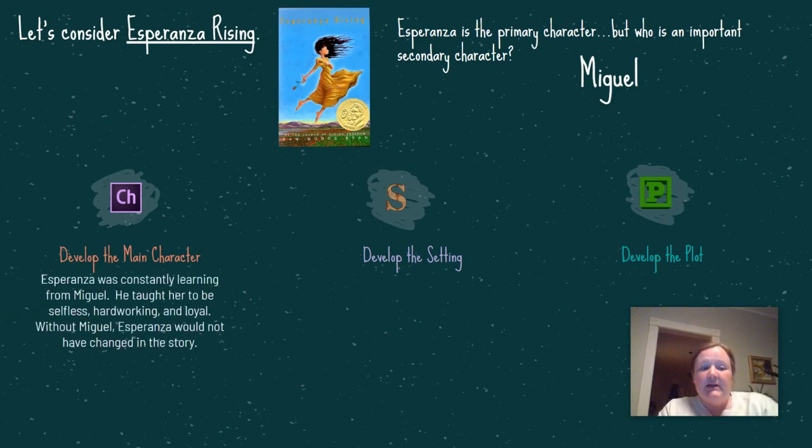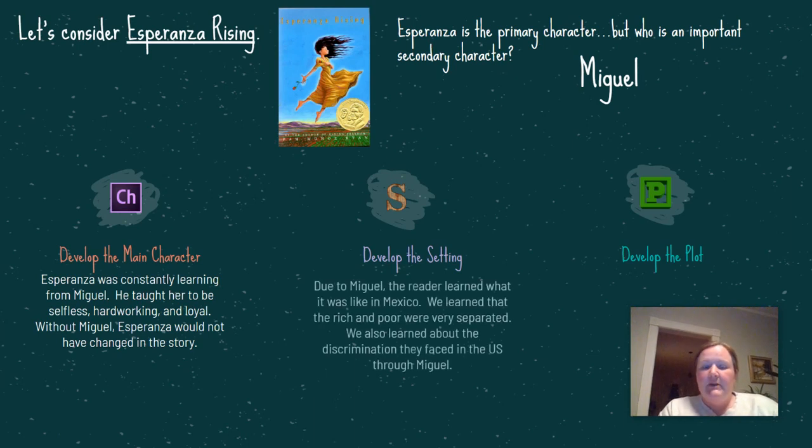Well, Esperanza was constantly learning from Miguel. He taught her to be selfless, hardworking, and loyal. Without Miguel, Esperanza would not have changed in the story. How does Miguel help develop the setting? Due to Miguel, the reader learned what it was like in Mexico. We learned that the rich and poor were very separated. We also learned about the discrimination they faced in the US through Miguel.